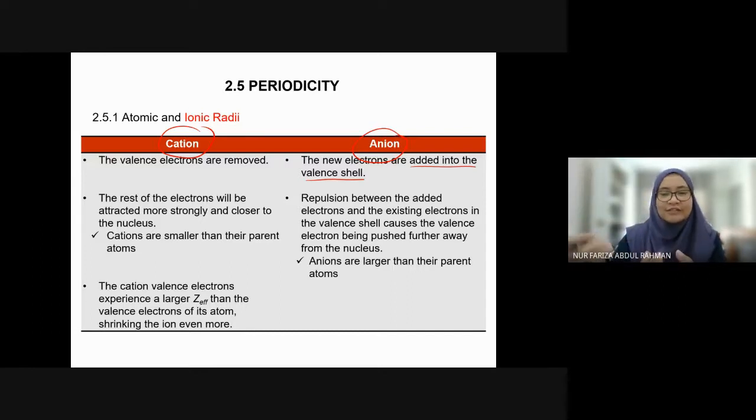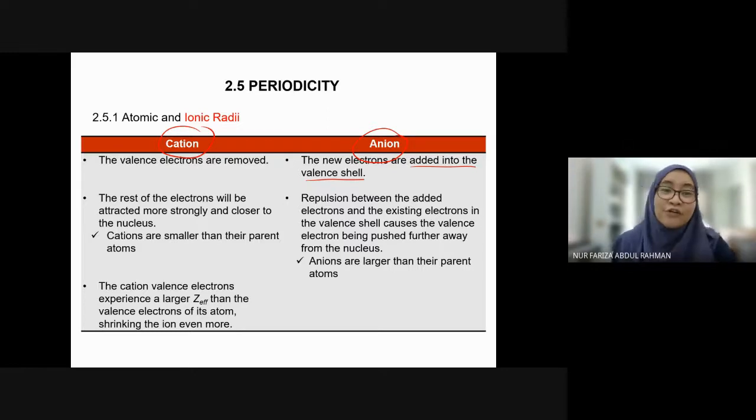Okay? So logically speaking, when it becomes an anion, that means electron is gained. Right? The electron is added into the atom. So they become an ion. So more electrons in the system. More electron means more repulsion. More repulsion means more shielding effect. So what will happen to the size? The size becomes larger. Okay? The logic is simple.